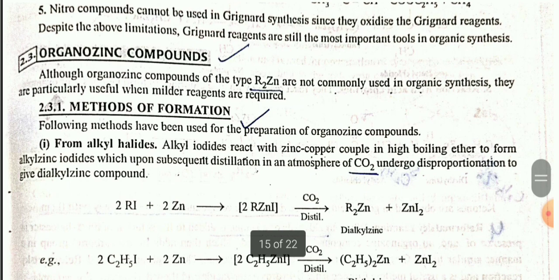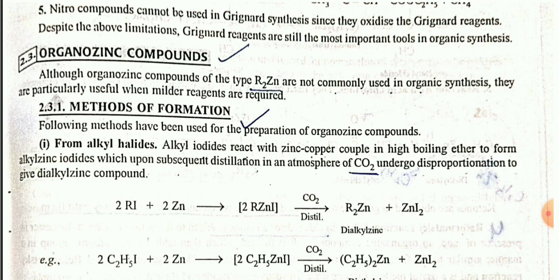Heading 2.3. Organozinc compounds. Although organometallic compounds of the type R2Zn are not commonly used in organic synthesis, they are particularly useful when milder reagents are required. Heading 2.3.1. Methods of formation. Following methods have been used for the preparation of organozinc compounds.